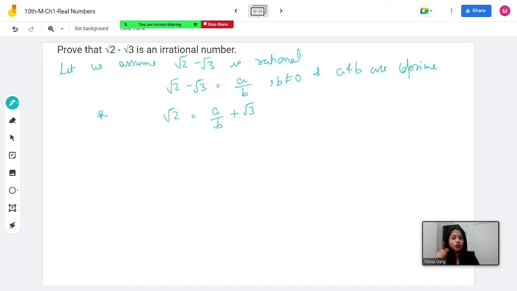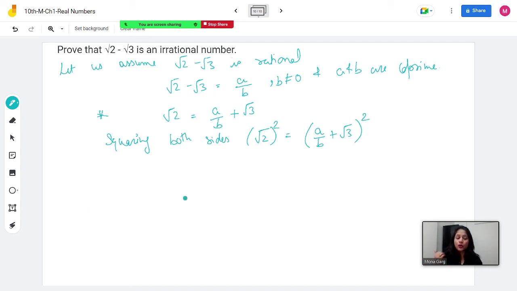अब यहाँ पे आप रूट 2 को भी शिफ्ट कर सकते थे, यहाँ पे आप रूट 3 को भी शिफ्ट कर सकते हैं, ये आप ही की चॉइस है. अब इससे मैं क्या कर सकती हूँ, स्क्वायरिंग बोथ साइड्स. ओके, अब अगर आप स्क्वायरिंग करते हैं तो यहाँ पे आपका आएगा रूट 2 का स्क्वायर और इधर आपका आएगा a अपॉन b प्लस रूट 3 होल स्क्वायर.